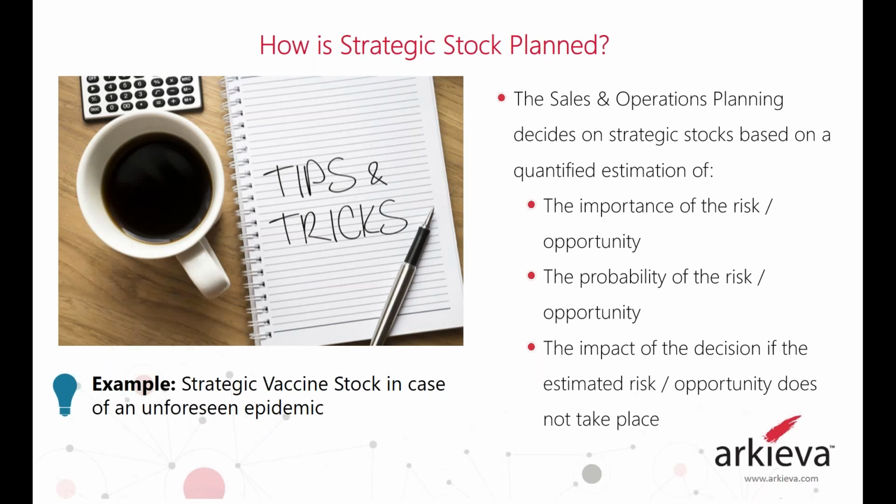Here's an example. Companies that make vaccines for some very rare diseases might have to keep some strategic stock just in case of an unforeseen epidemic. Every once in a while it does happen, and if they just go by the average use case, they might not have enough stock ready when there's a real need in their marketplace. So they might have to carry some strategic stock just in case.